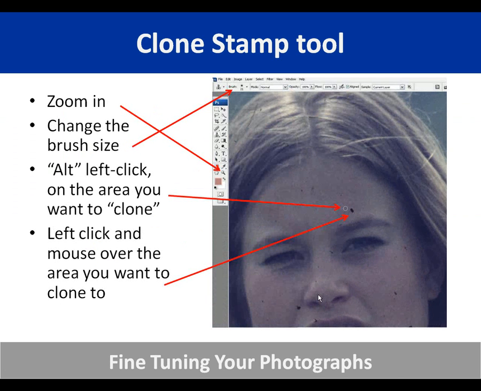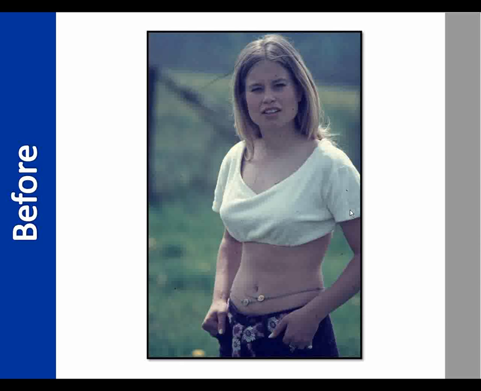I like to zoom in. I often change the brush size so that you get a larger circle. All right, and then you left click and mouse over the area that you want to clone to. So basically here, there's this black mark on her face. Here's some skin tone that's exactly the right color, so I've just moved that on top of there. I've copied that from there to there using the Clone Stamp tool.